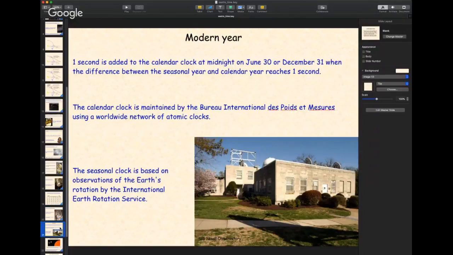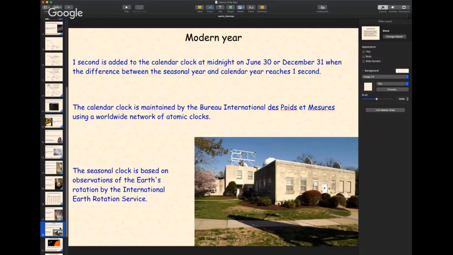Okay, so what we do these days is 1 second is added to the calendar clock when it is necessary, at midnight on June 30th or December 31st, whenever the difference between the seasonal and calendar year reaches 1 second. So we add 1 second whenever it is necessary. It's not always necessary. You're not required to add a second on June 30th or December 31st. But you can if the time difference between the seasonal and calendar clocks differs.